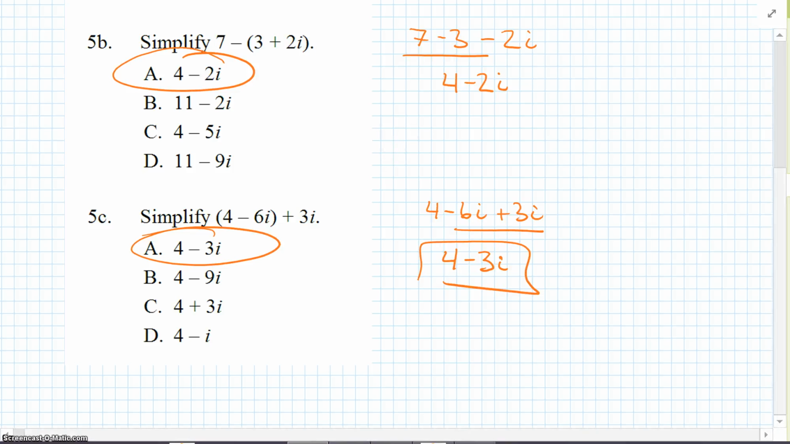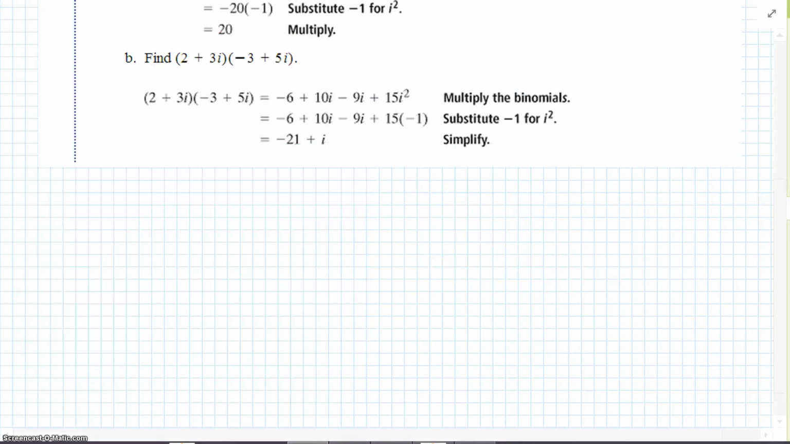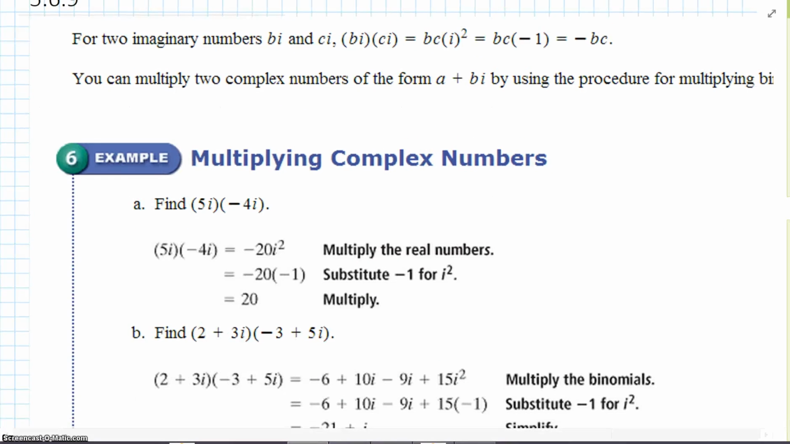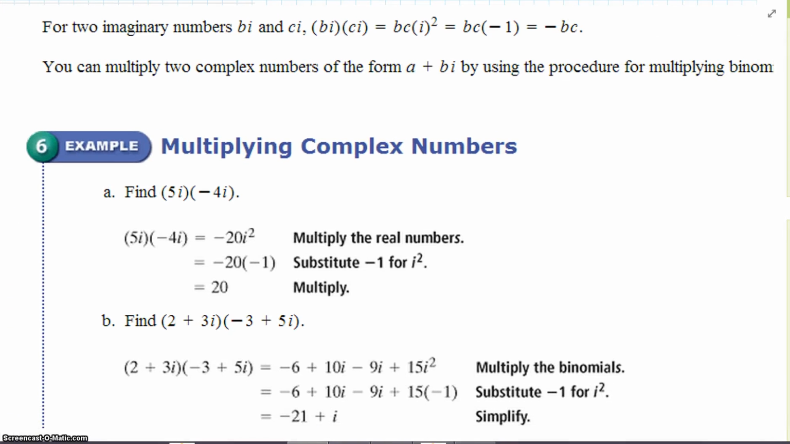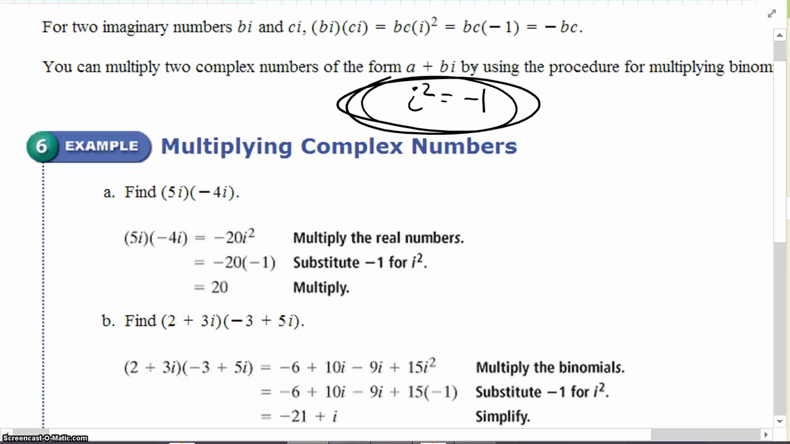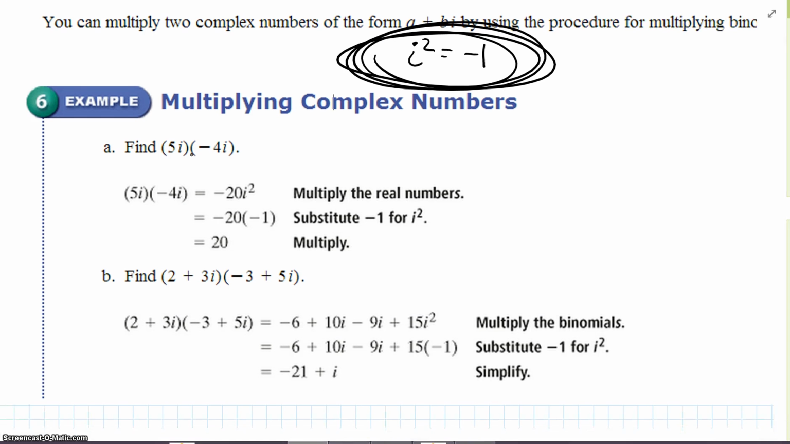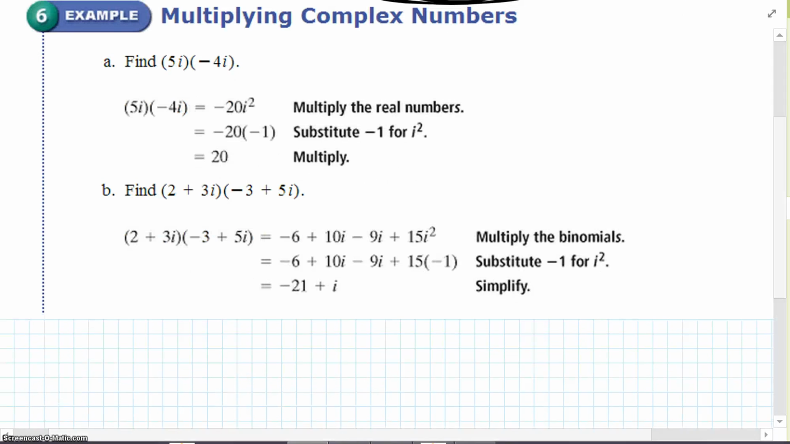Again, the biggest thing is make sure if there's a negative sign in front of a group of parentheses that you distribute it. All right. For two imaginary numbers, bi and ci, if you multiply them, it's going to become negative bc. Remember, i squared is negative 1. Don't forget that. All right, so find 5i times negative 4i. So it's going to be negative 20i squared. i squared is negative 1, so the answer is positive 20.